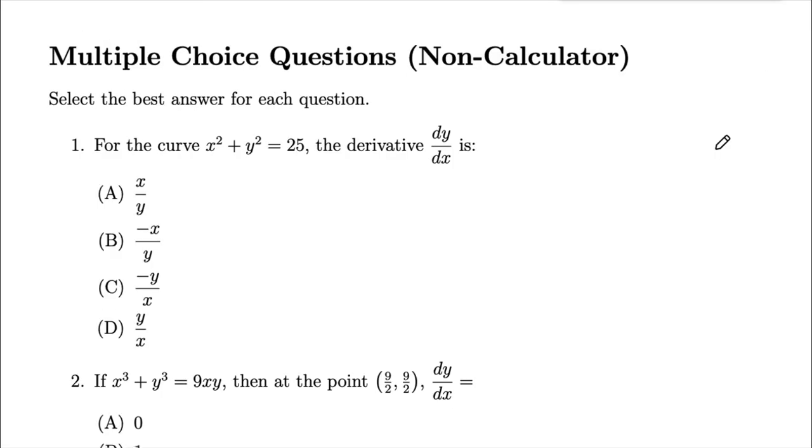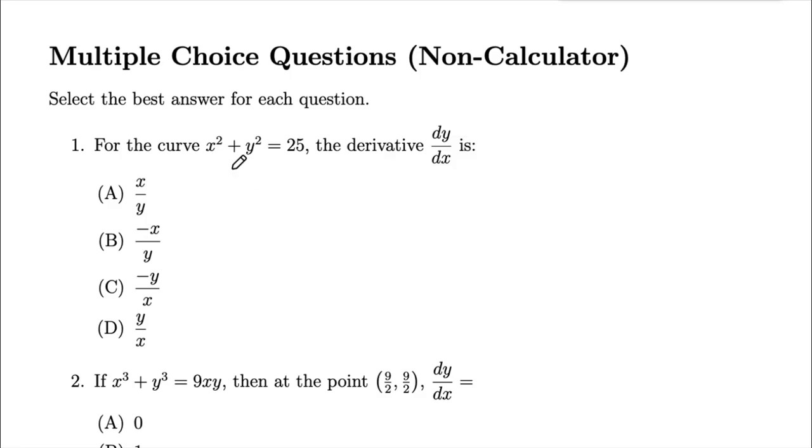Okay, so let's take a look at number one. Just as a quick refresher, this is the equation of a circle with a radius of 5 that is centered at the origin. We can immediately notice that this is a good candidate for implicit differentiation because we have x and y on the same side, right? We do not have y isolated. So let's go ahead and take the derivative.